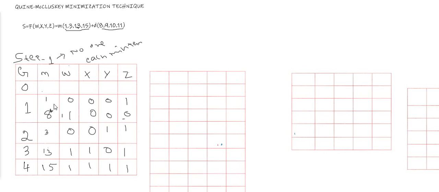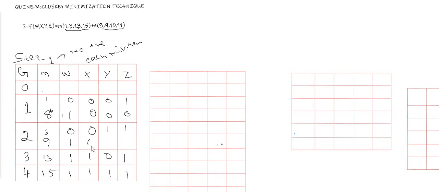Our aim here is to isolate the don't care and non-don't care conditions. For that we have to make some mark. So we take 8 as a don't care, with one small star mark that shows it is a don't care value. Similarly we take 9, which is in group 2 because it is 1, 0, 0, 1.